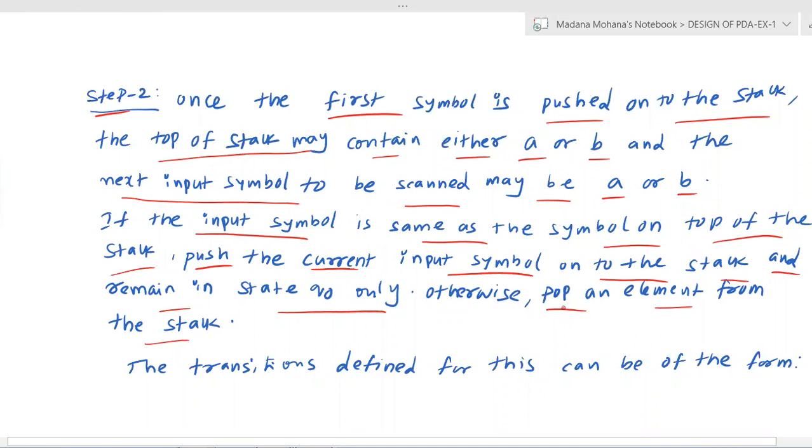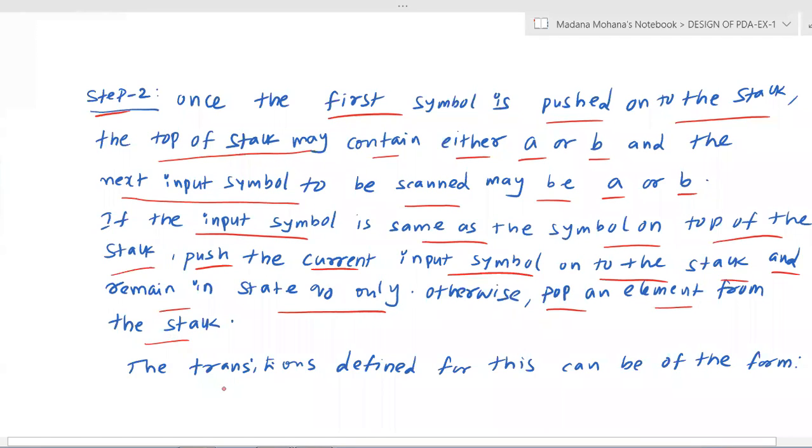That means you perform the pop operation when the input is not the same as the top of the stack. If the input symbol is the same as the symbol on top of the stack, we have to push. Again, two cases: if input symbol is A and top of the stack is A, then push A onto the stack. Second case, if input symbol is B and top of the stack is B, both are the same, then push B onto the stack. Only when the input and top of the stack are different do you perform the pop operation. Otherwise, if input is A and stack top is B, both are different, or if input is B and stack top is A, both are different. In this case, you have to pop an element from the top of the stack.